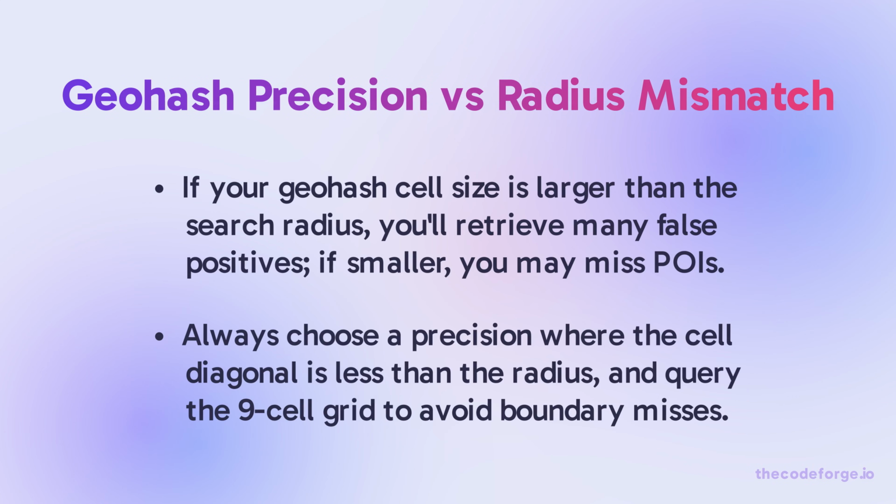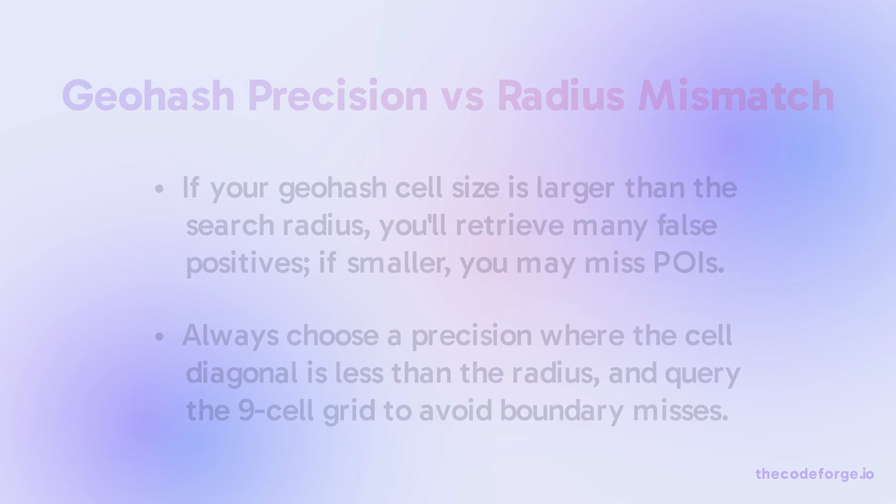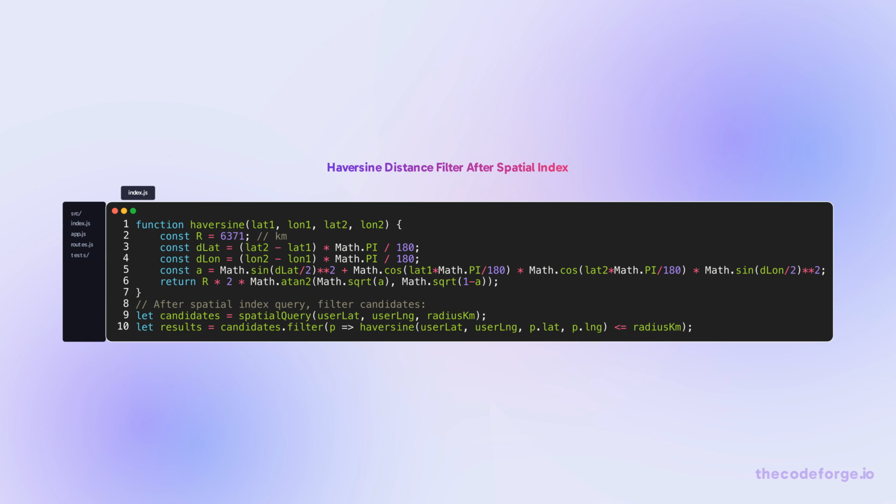If your geohash cell size is larger than the search radius, you'll retrieve many false positives. If smaller, you may miss POIs. Always choose a precision where the cell diagonal is less than the radius, and query the 9-cell grid to avoid boundary misses. After retrieving candidates via Geohash or Quadtree, compute exact haversine distance to filter out points outside the radius. This ensures accuracy while keeping computation minimal.